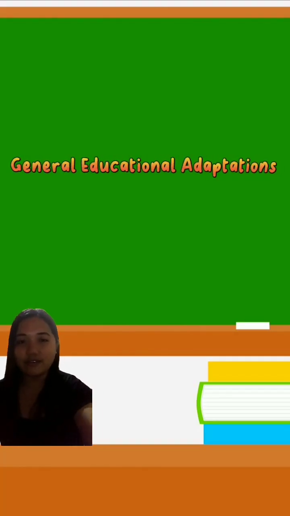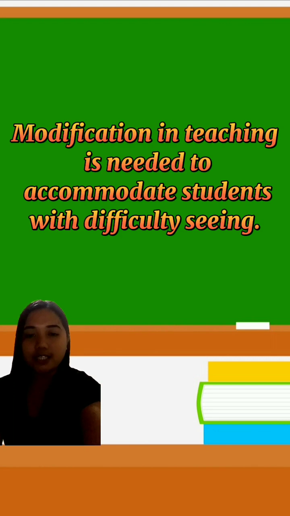And last, general educational adaptation. Modification in teaching is needed to accommodate students with difficulty seeing. The following strategies may be considered.